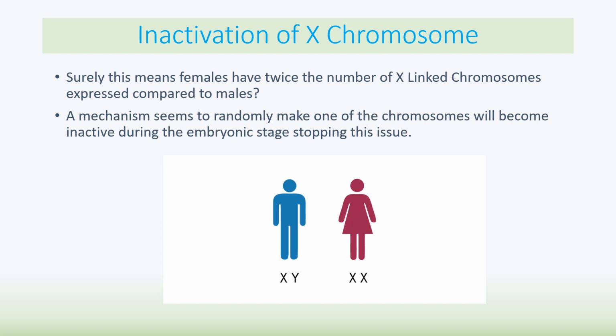Also, from this you would expect that females would have twice the number of X-linked gene products expressed compared to males, because you'd think that if females have 2 copies of everything, that would mean that they would have twice as much, because males don't have that. There does seem to be a mechanism that randomly makes one of the X chromosomes inactive. So one of them stops being active and they don't have this double impact as the rest of the autosomal chromosomes do.